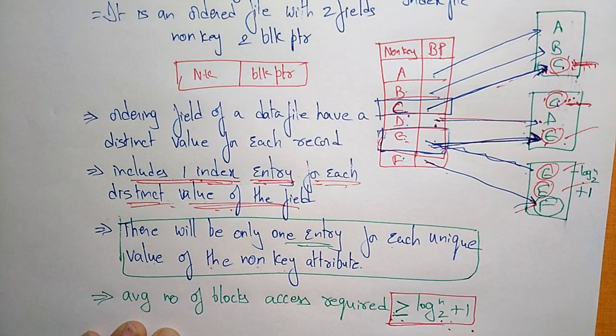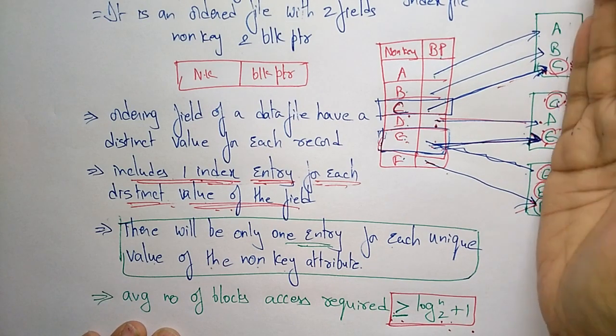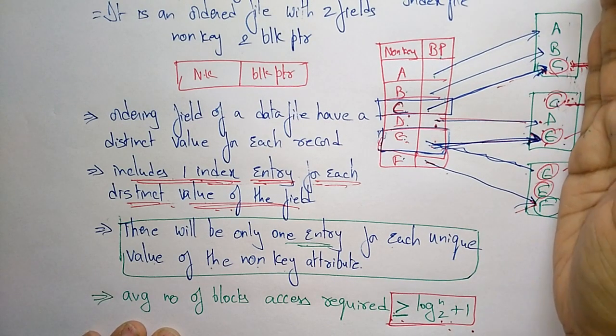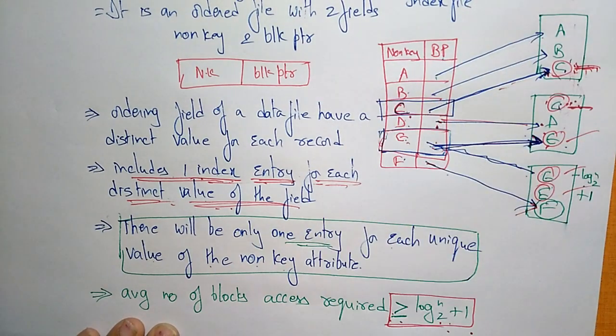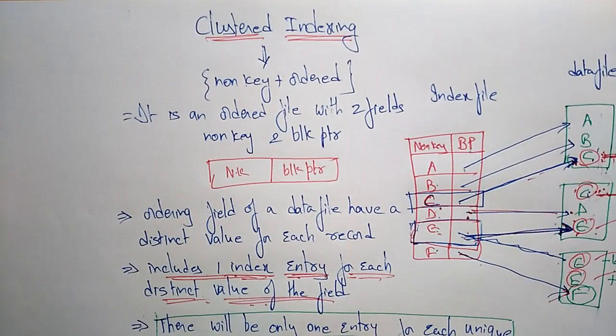So here the data file consists of more records than the index entries. Okay, this is about the clustered index.